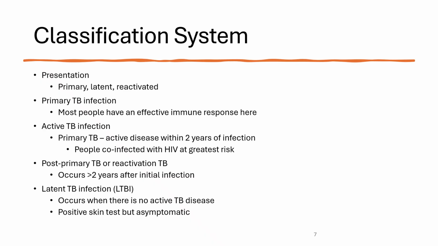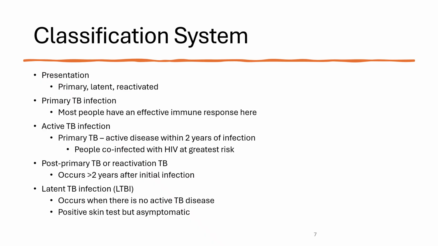Primary TB infection starts when the bacteria are inhaled and trigger an inflammatory reaction. Most people have effective immune responses that encapsulate the organisms for the rest of their lives, preventing the initial infection from progressing to disease. If the initial immune response is not adequate, the body cannot contain the organism. As a result, the bacteria replicate and active TB disease results. When active disease develops within the first 2 years of infection, it is called primary TB. People with HIV are at greatest risk for developing active TB.